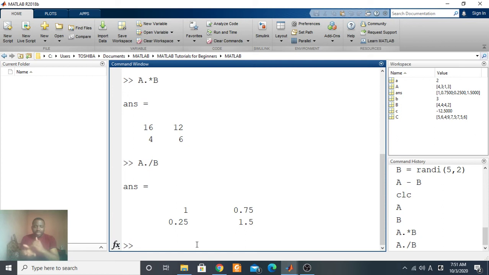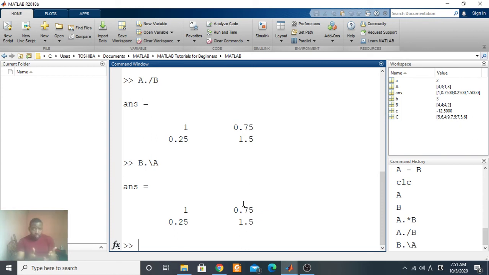We can also do, this one is what? Dot right division. All right. We can also do dot left division. So if I say B dot and then left division A, that should give me exactly the same answer from what we just explained, right? So you can see that, very simple. And we have exactly the same answer.